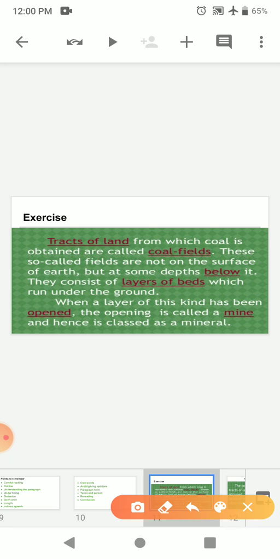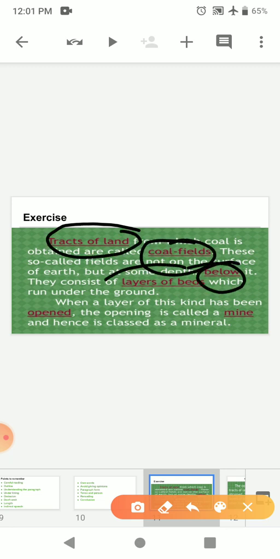Tracts of land from which coal is obtained are called coal fields. These so-called fields are not on the surface of the earth but at some depth below it. They consist of layers of beds which run under the ground. When a layer of this kind has been opened, the opening is called a mine and hence is classed as a mineral. So I have underlined the key points, the key phrases here.